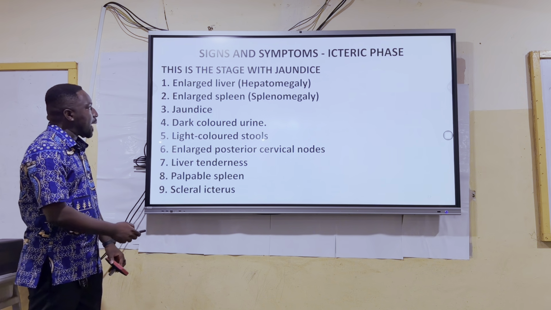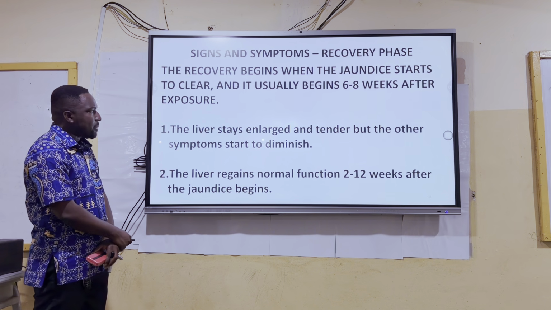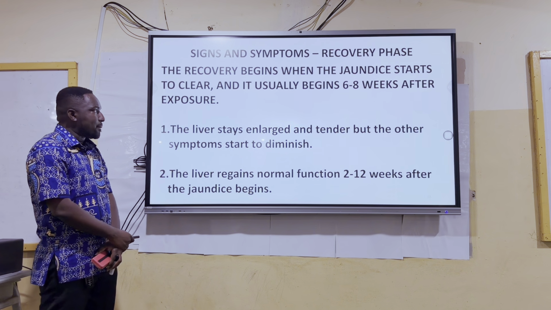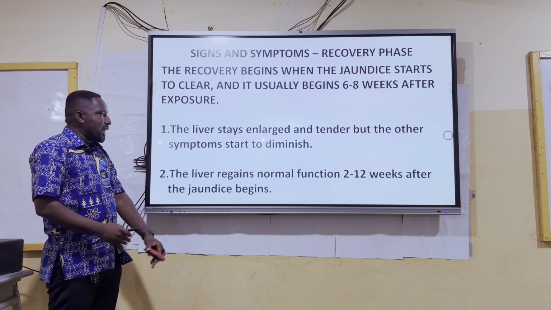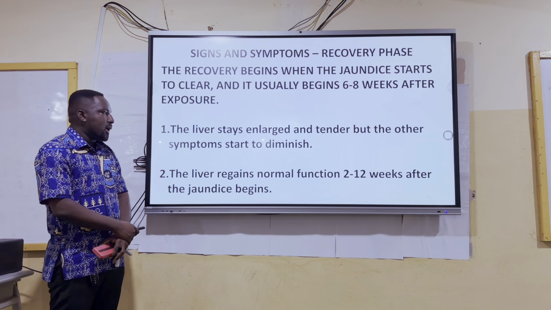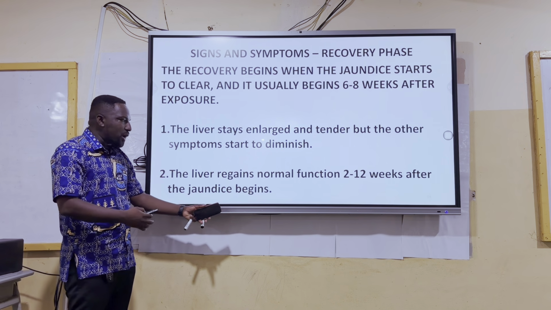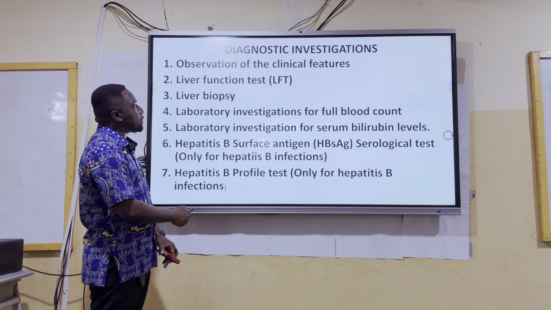And that is where jaundice appears. Now in the recovery phase of the disease, jaundice starts to clear or begins to decline, usually about 6 to 8 weeks after exposure. The liver stays enlarged and tender, but other symptoms begin to diminish. And then the liver gradually begins to regain normal function under the recovery phase of the disease.